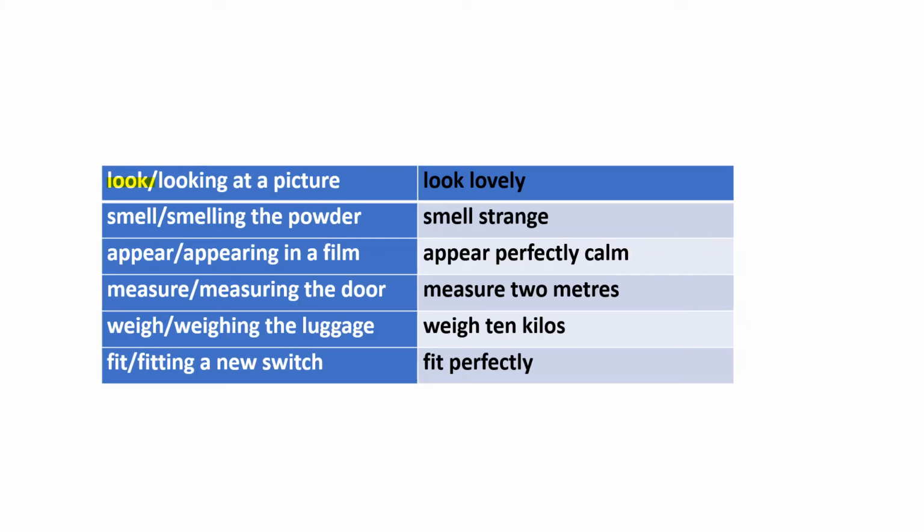Look. Looking at a picture, this is action. But look lovely, this is a state, because look here means seem. Smell or smelling the powder, this is action. But smell strange, this is a state. Appear or appearing in a film, this is action. But when we say appear perfectly calm, this is a state. Measure or measuring the door, this is action. But measure 2 meters, this is a state.